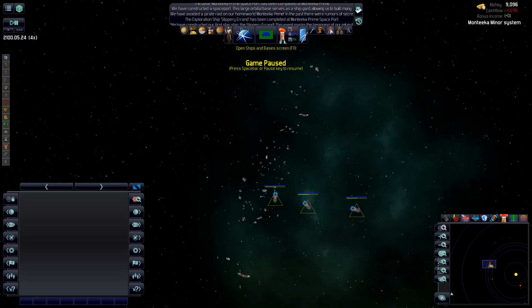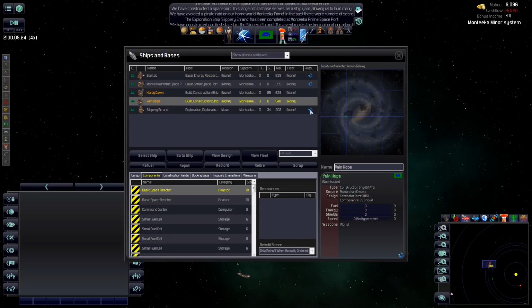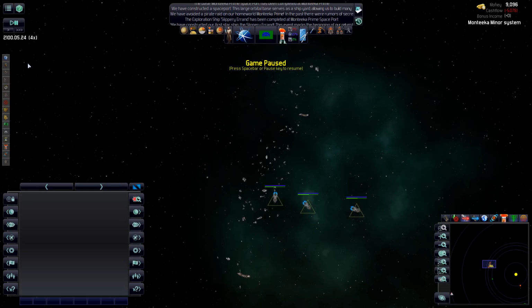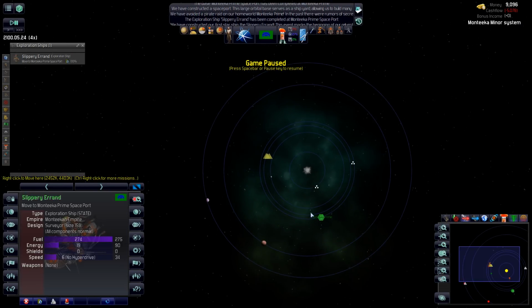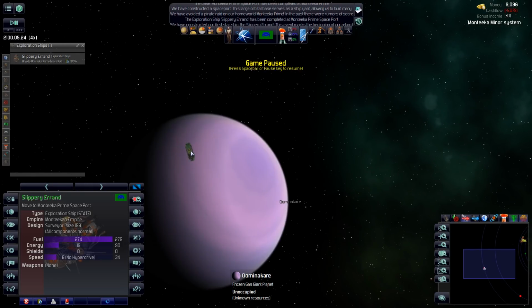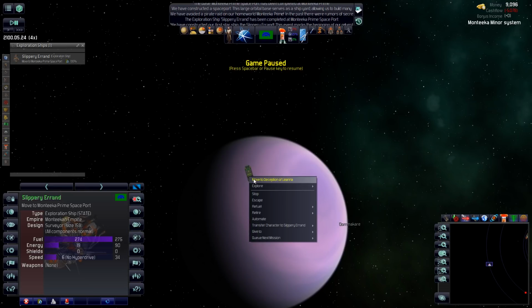And I just realized I have to go in here and unautomate everything. There we go. All the ships are now unautomated. So let's grab you. Okay, we have a bonus ship over here that's just been abandoned, so we're going to come over and have a look at that.